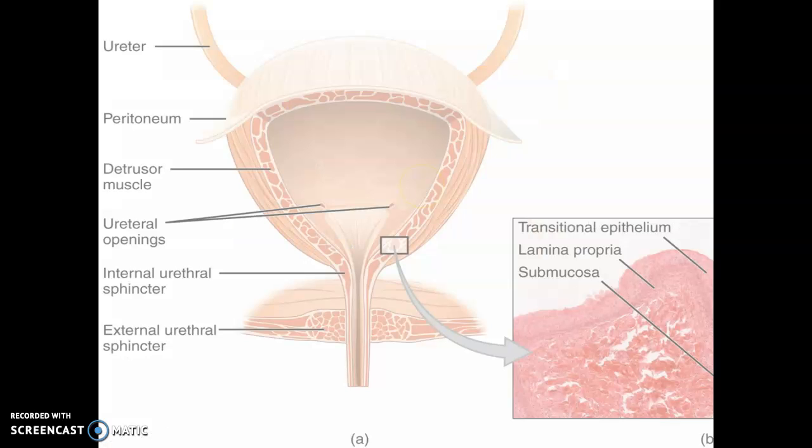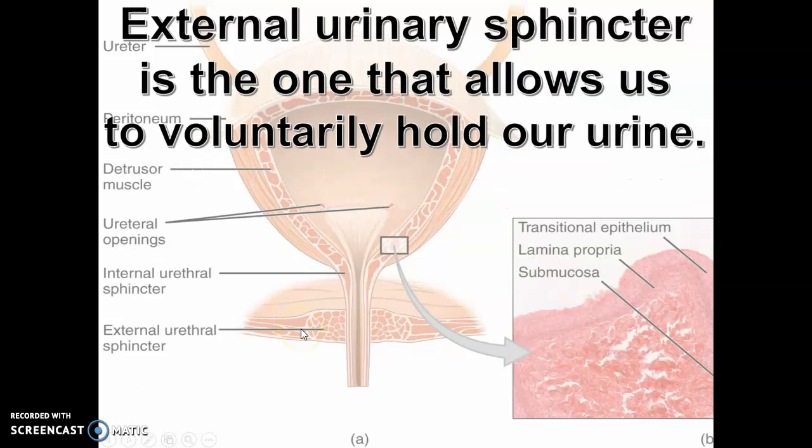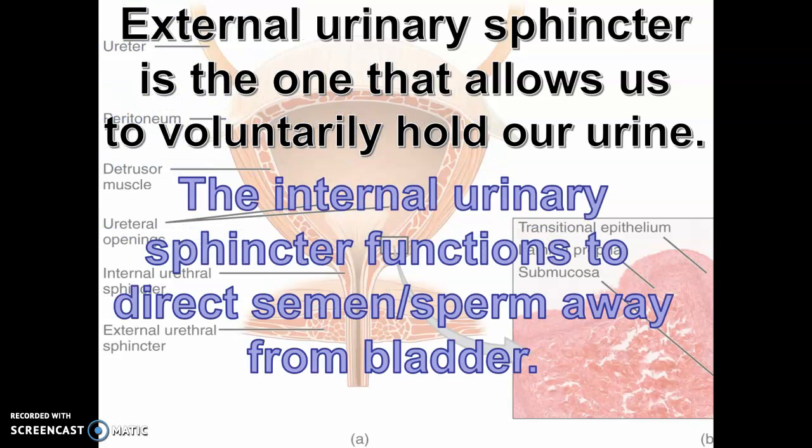Here is a frontal section minus the prostate gland to show you very simply the internal urethral sphincter right there. During ejaculation, it closes so the ejaculate goes out the urethra. Here's the external urethral sphincter right there. That's what we use to voluntarily hold our urine in. Otherwise, you'd pee yourself. Again, the internal sphincter keeps the semen from going up into the bladder so we can actually reproduce.